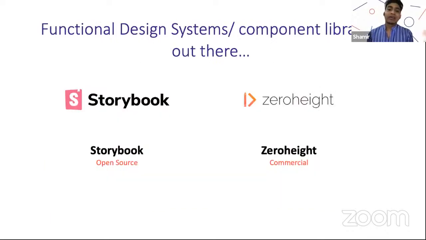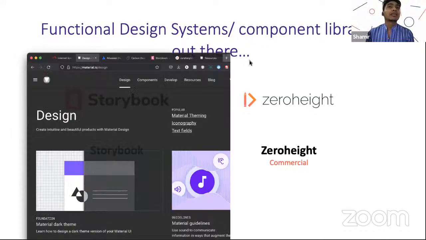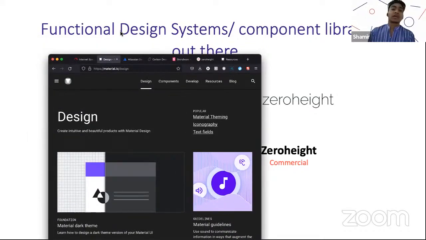Next, I would like to touch base upon, like I explained in my previous slide, functional design systems or component libraries out there. So basically at 910X, we have Storybook in a few projects we are currently using, and we are also implementing. Storybook is a comprehensive component or design tool that you can use. Let me show you a small example of a few design systems out there.